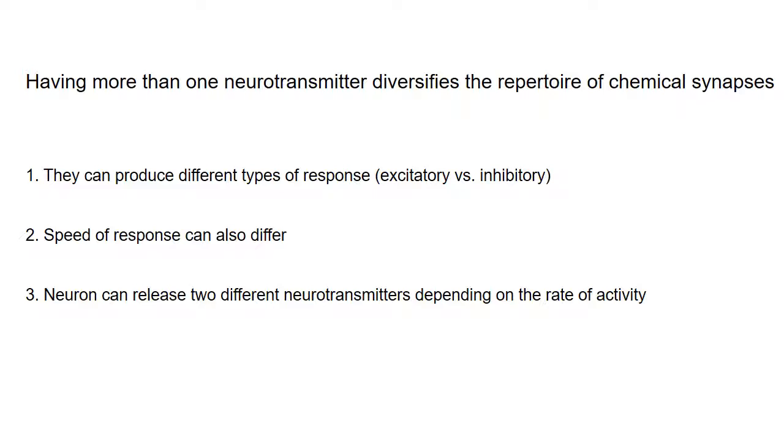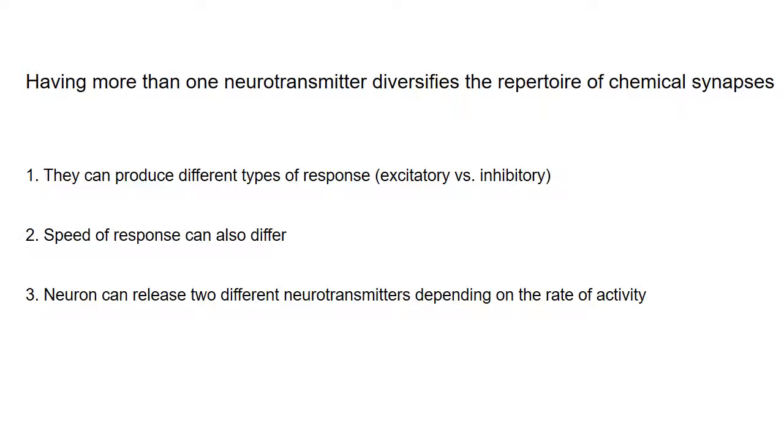First, different neurotransmitters can produce different types of responses on the individual neurons. For example, certain neurotransmitters such as glutamate are going to be excitatory. On the other hand, we can have different neurotransmitters such as GABA, which will be inhibitory on the same neurons. So release of different neurotransmitters will have different types of responses.